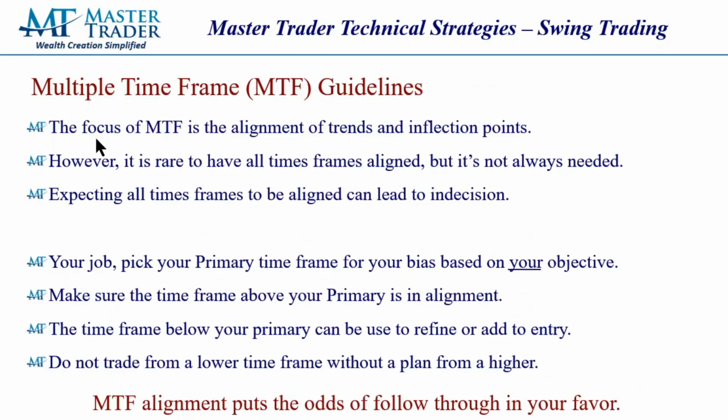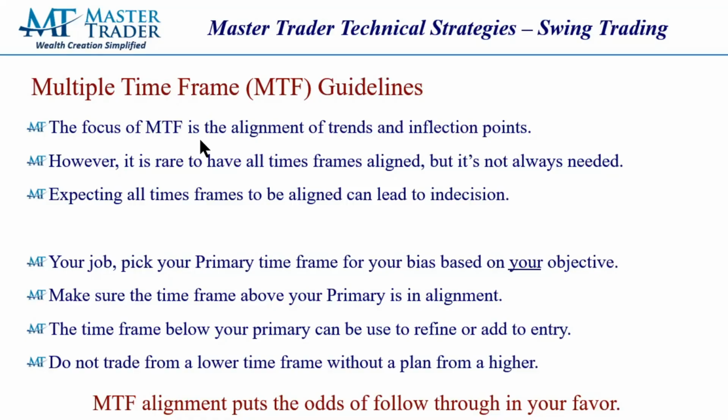Short review: multiple time frames guide us to the alignment of trends and inflection points. Now, it can be rare to have all time frames in alignment. The more time frames you look at, the greater the probability that they're not all going to be in alignment. They don't always have to be. Expecting them all to be can lead to indecision. This is the mindset of perfection, the holy grail, a fear of losing any money, looking for that perfection.